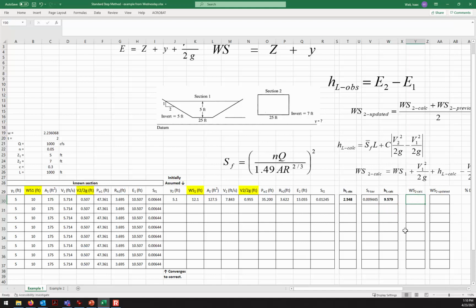The calculated water surface is going to be the water surface at 1 plus the velocity head at 1 plus this calculated head loss that we've just determined minus the velocity head at 2. Okay, so 19.13.